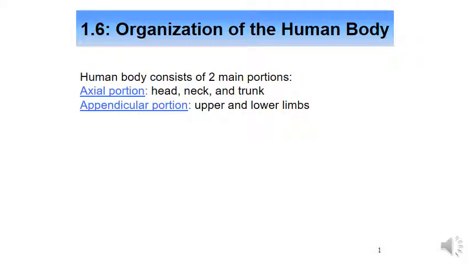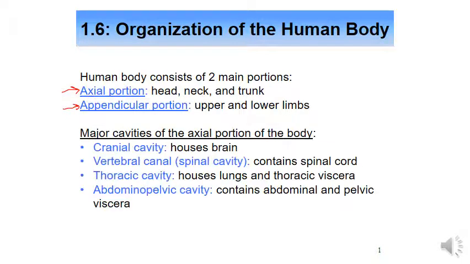Alright, now on to the second part of chapter 1. So here we're seeing how the body is divided into these different parts. What I want you to know is the difference between the axial and the appendicular. So axial just means your head, neck, and trunk, and then appendicular just means your arms and your legs.